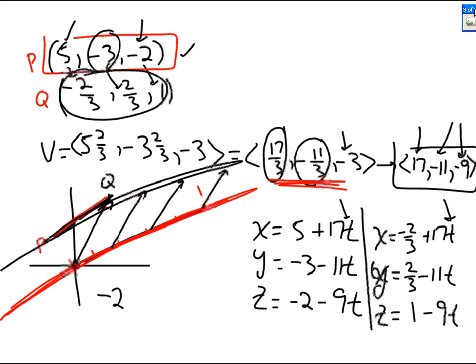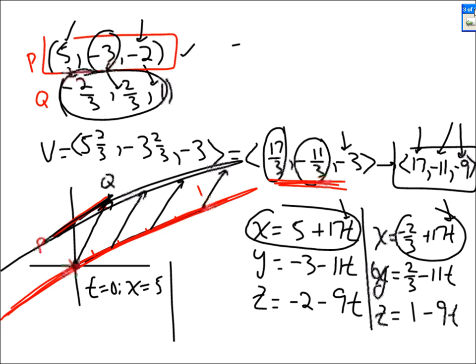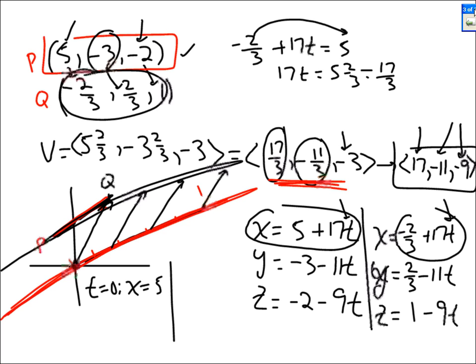When would the z's be equal? Is that what I want to do? Absolutely not. If t is equal to 0, the first x will be 5. When will the next x be 5? When will negative 2/3 plus 17t be 5? We'll add the 2/3 to the other side. 17t will be 5 2/3, which is 17/3. t times a third is 17/3. So t would be 1/3.